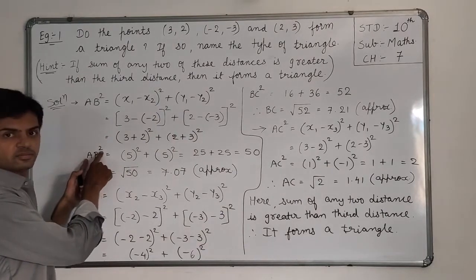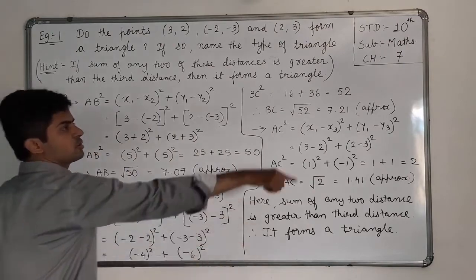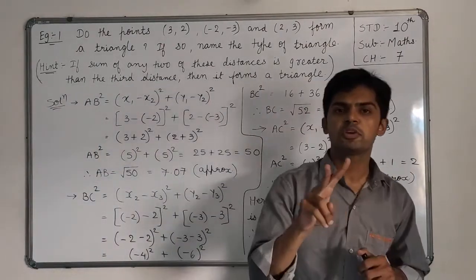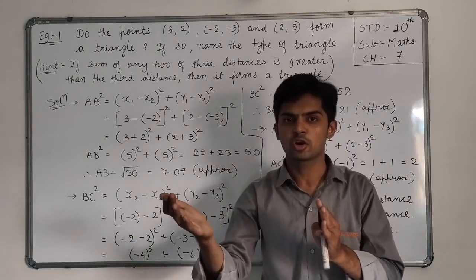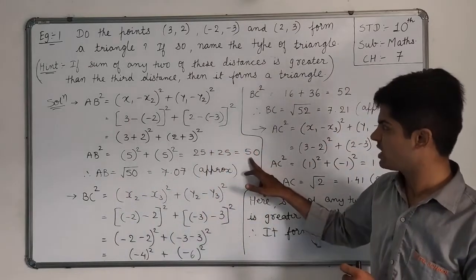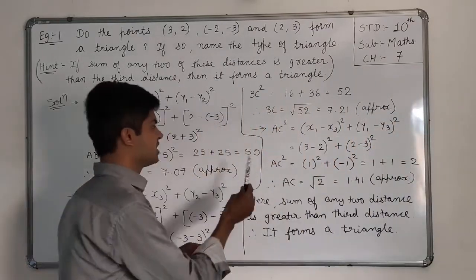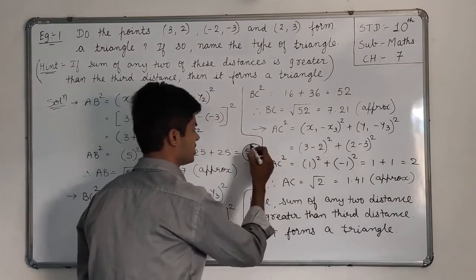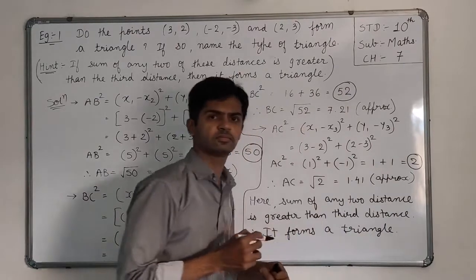तो यहाँ पे भी ये हुआ, ये साइड का स्क्वायर क्या है? 50, BC का स्क्वायर 52, AC का स्क्वायर 2. कोई भी दो साइड के स्क्वायर का एडिशन करो, तो तीसरी साइड का स्क्वायर आपको दिख रहा है कहीं पे भी? ये 50 है, ये 52 है और ये 2 है. कोई भी दो नंबर आप ऐड करो तो आपको तीसरा नंबर मिलेगा.